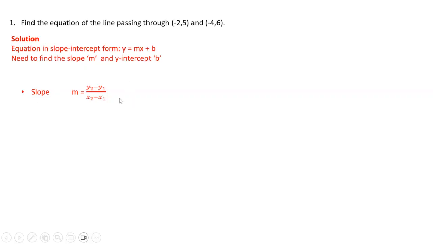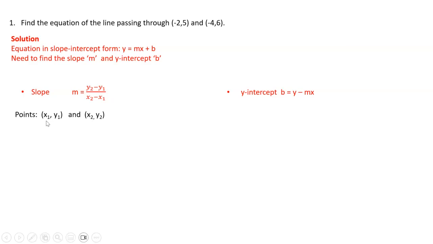The formula for the slope is m equals y sub 2 minus y sub 1 divided by x sub 2 minus x sub 1. And that's the slope-intercept form, y equals mx plus b. So for the y-intercept, it's going to be b equals y minus mx. It's easier than the point-slope formula.